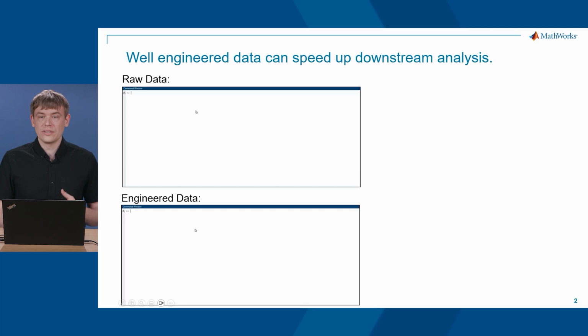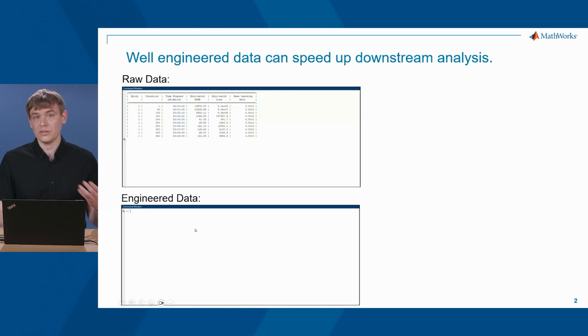To start, I want to talk about the big benefit of data engineering, which is that well-engineered data can speed up downstream analysis. Here I have two videos that have been sped up of doing the same analysis, which is training a simple AI model on a single pass through a large collection of aircraft sensor data. In the first video, we're working directly with the raw data, and we're working with it fairly similarly to how we would work with normal in-memory data. This model training will complete and give the right answer, but it's going to take a while.